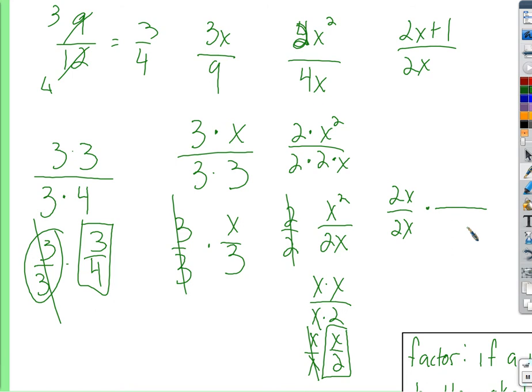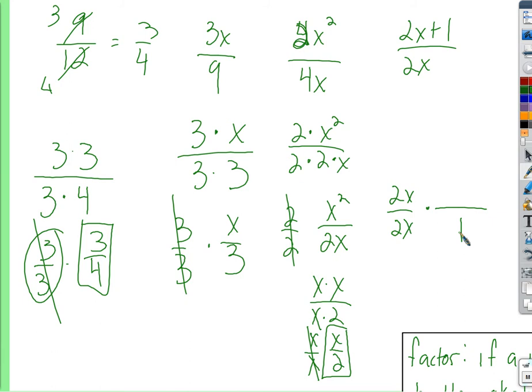In the denominator, that's no problem. 2x times 1 is 2x. Everybody following me so far? What though am I going to multiply 2x by to get 2x plus 1? Well, there is something. But it's certainly not any less complex looking than this. It would be worse looking. It would not be simplified. It would be complexified. And that's not what we're looking for. We want to simplify these fractions.